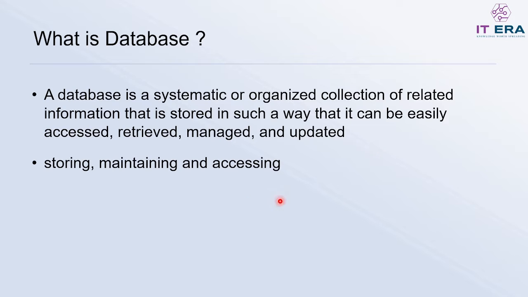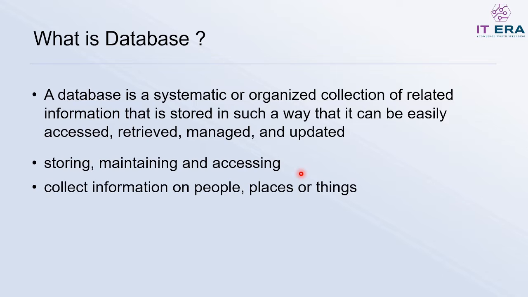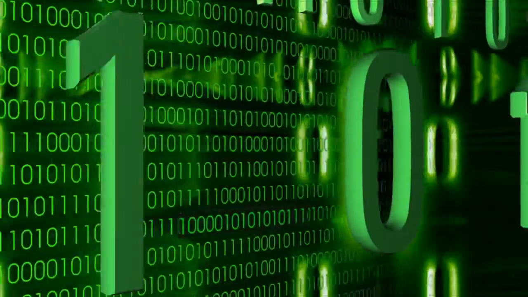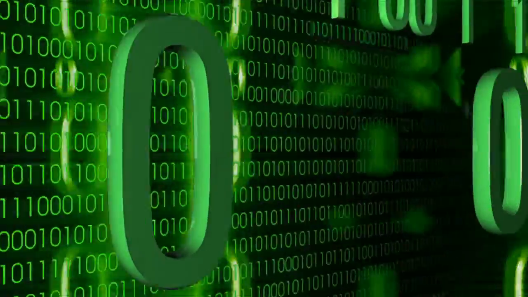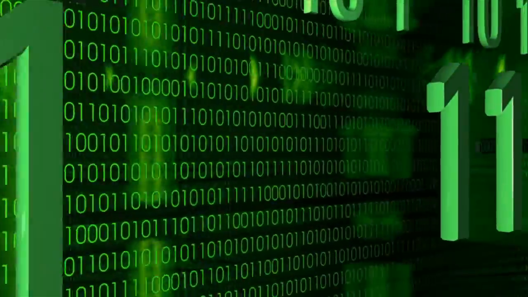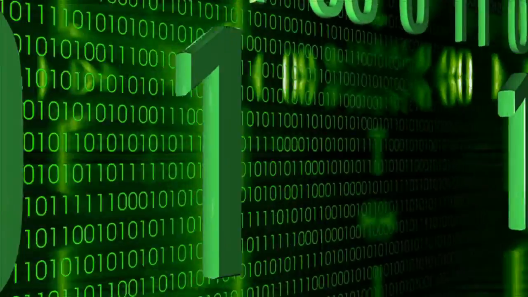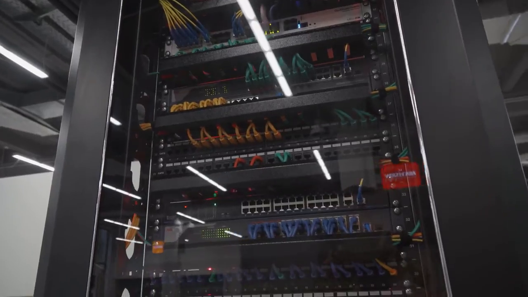Databases are used for storing, maintaining, and accessing any sort of data. They collect information on people, places, things. That information is gathered in one place so that it can be observed and analyzed. Before moving on to the types of database, let's see some evolution of database. We should know about the history of database too.